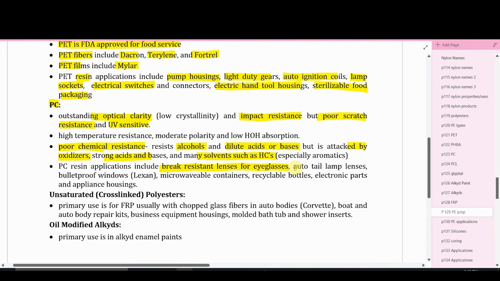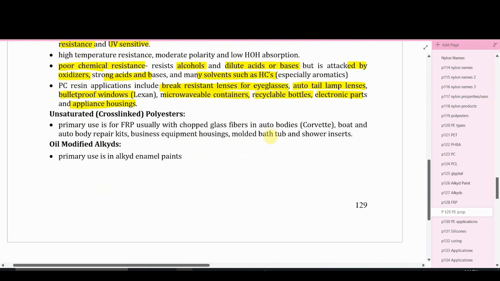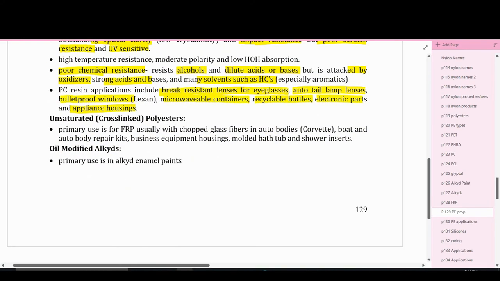Yeah, they're break-resistant lenses for eyeglasses. They are good for auto tail lamp lenses. They are bulletproof windows, microwavable containers, recyclable bottles, electronic parts applications. There are lots of applications for polycarbonate.